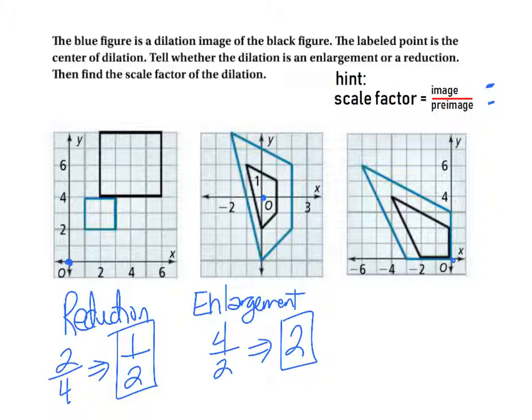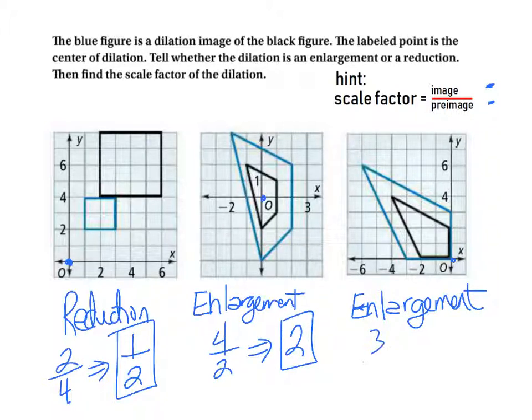All right, I'm going to say that this is an enlargement. It got bigger as it turned into the blue figure. And then to compare corresponding sides, I'd probably put this 2 and compare it to this 3. All right, image on top of pre-image. The end result over the original. 3 over 2.